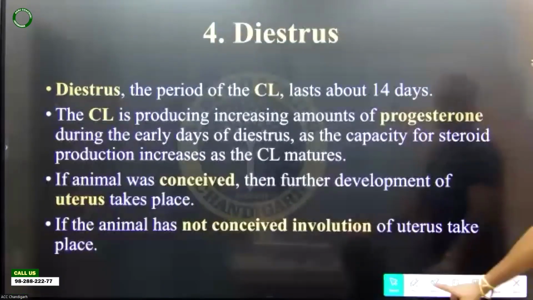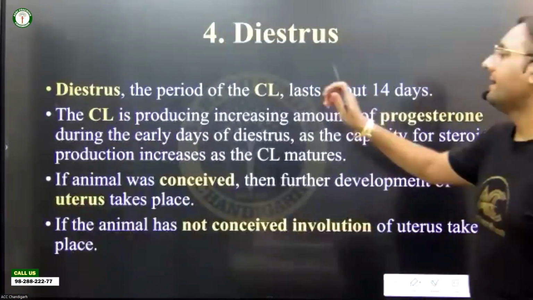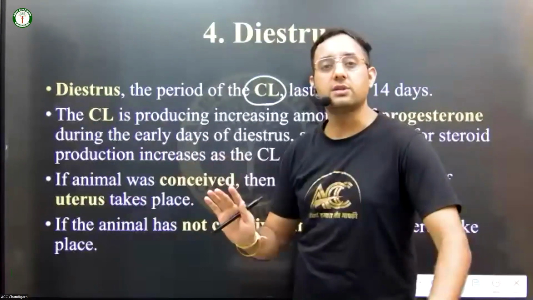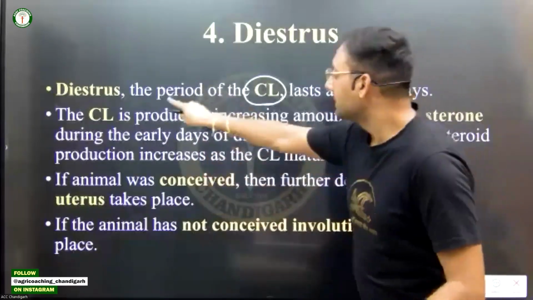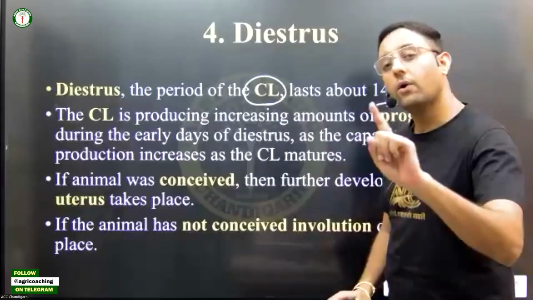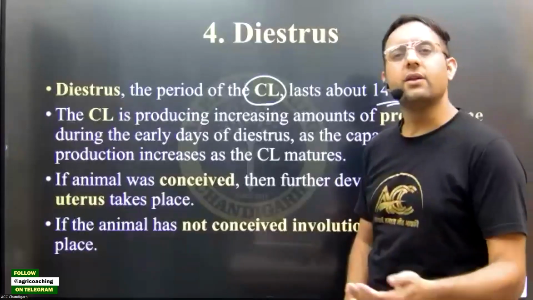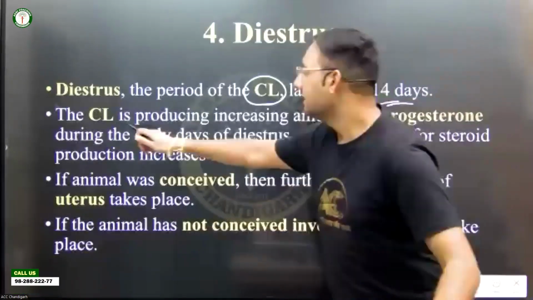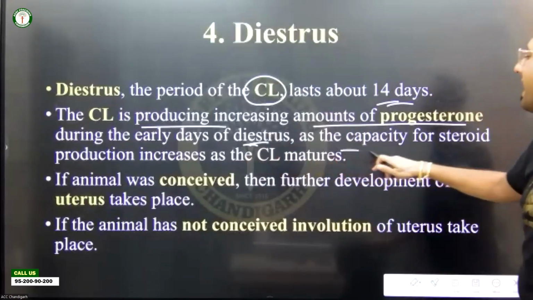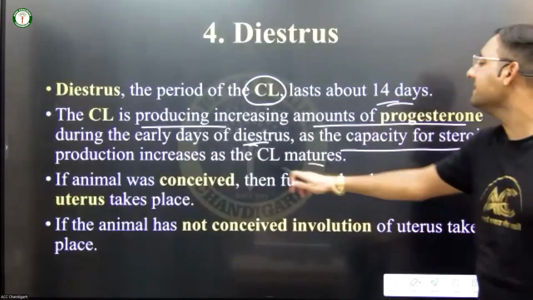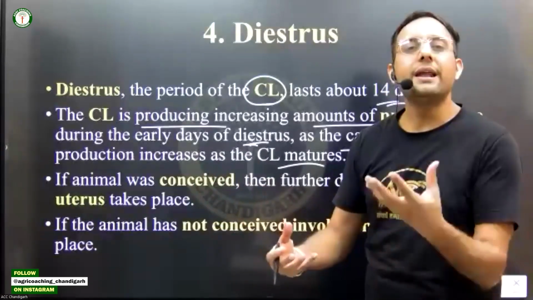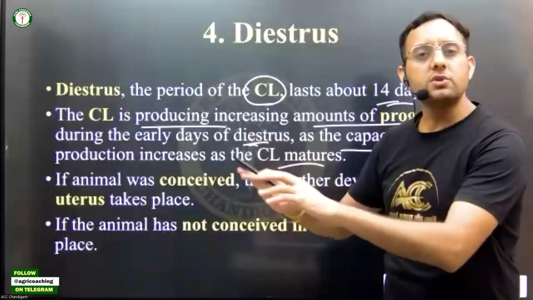Now, coming to the fourth and longest stage of the estrus cycle, diestrus. The CL started developing in the third stage, but now the CL is fully ready. The period of CL lasts about 14 days, 14 days if the cow is not conceived. But if the cow is conceived, then all the tasks will be performed by the CL only. The CL is producing an increasing amount of progesterone during the early days of diestrus as the capacity for steroid production increases as the CL matures. So the CL is maturing day by day, and by maturation, the CL is producing more progesterone. So progesterone level is increasing.